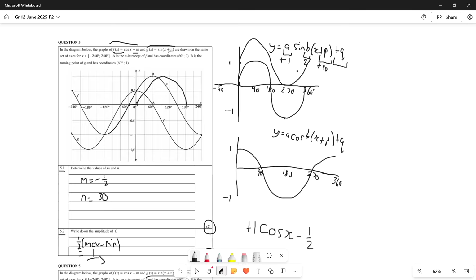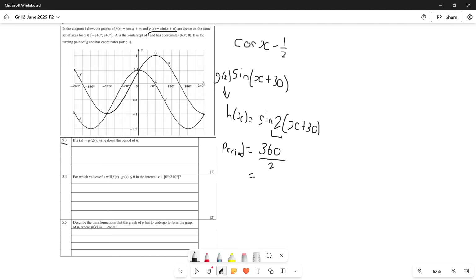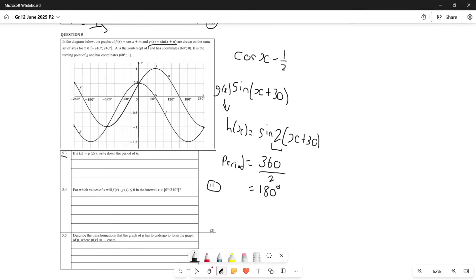A reminder that our period is usually 360 degrees when our number for b is 1, but now we have a 2 here, which means for our period we have to go 360, which is the usual period for a sine graph, divided by 2, this value they added here that affects the period, which means that our period then equals 180 degrees. This graph is going to occur in double the time, and we're going to get a crest and a trough in 180 degrees instead of in 360 degrees. So that has just earned us 1 more mark there.